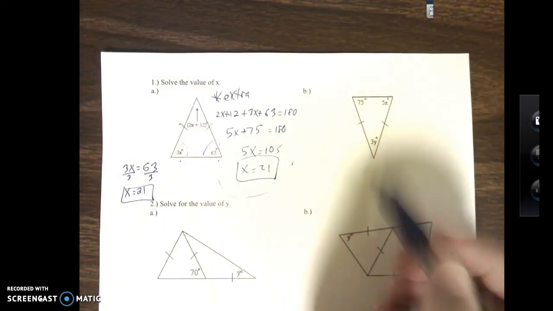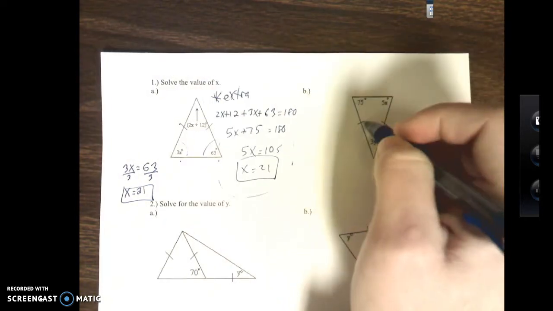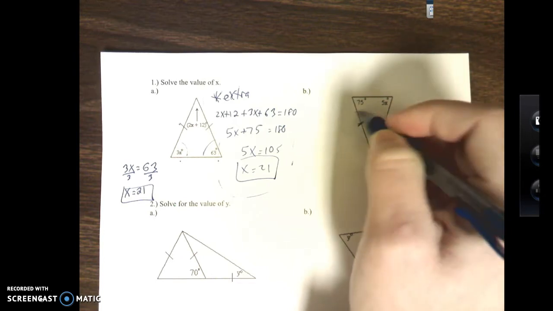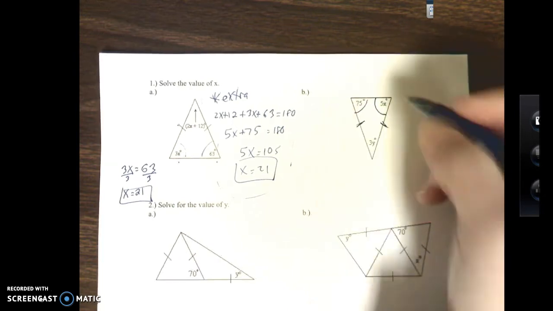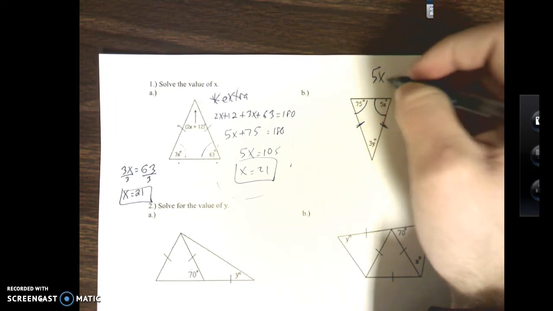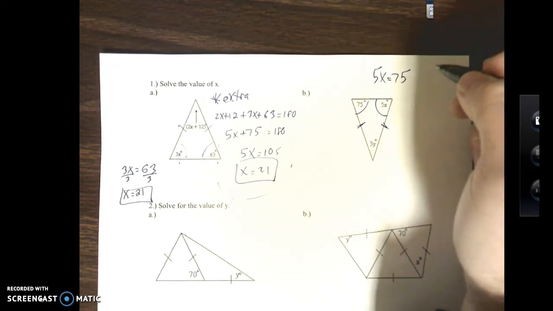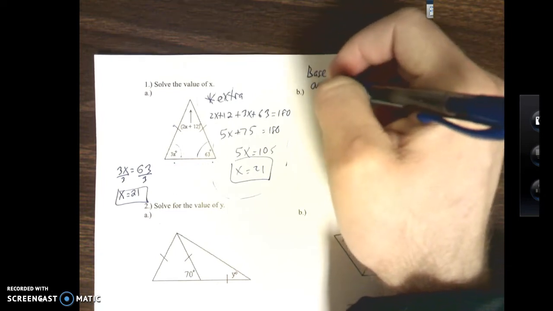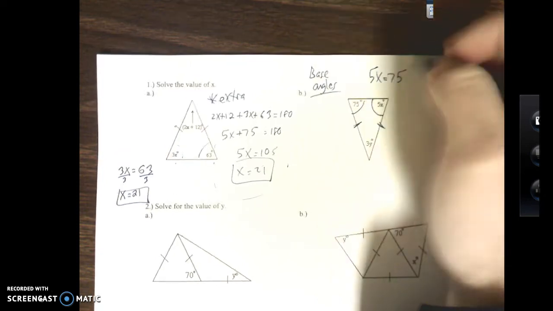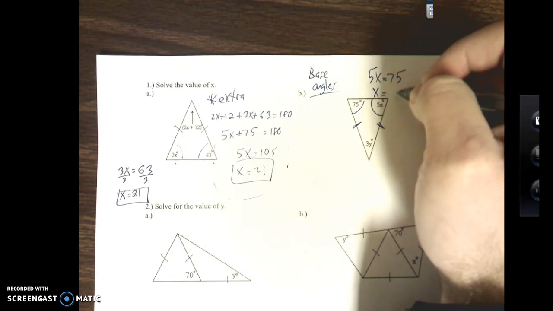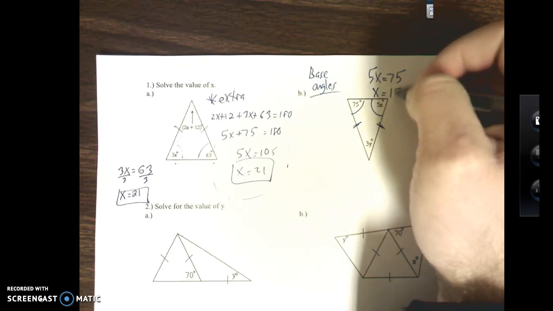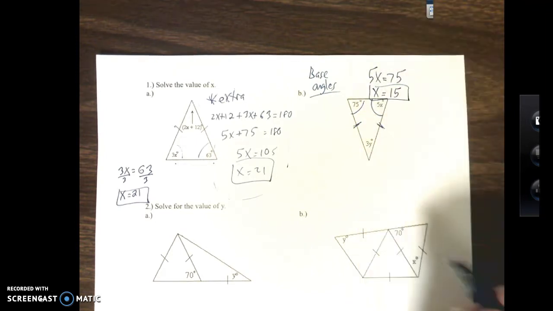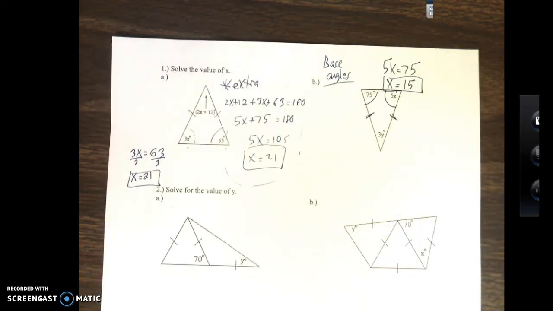Why? Because I have an x and I have a y. So you have to know if two sides are the same, those two angles are the same. So 5x equals 75. Okay, base angles is what we're doing here. Base angles. Now, if I divide by 5, x equals 15. Okay, well, I know it says solve for value of x, but you should also put in here y.